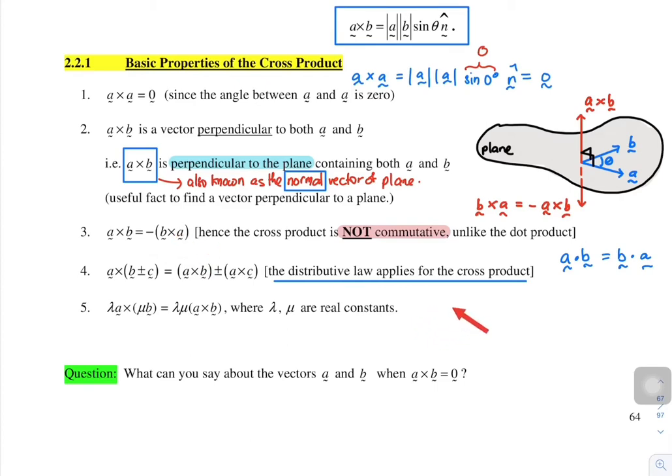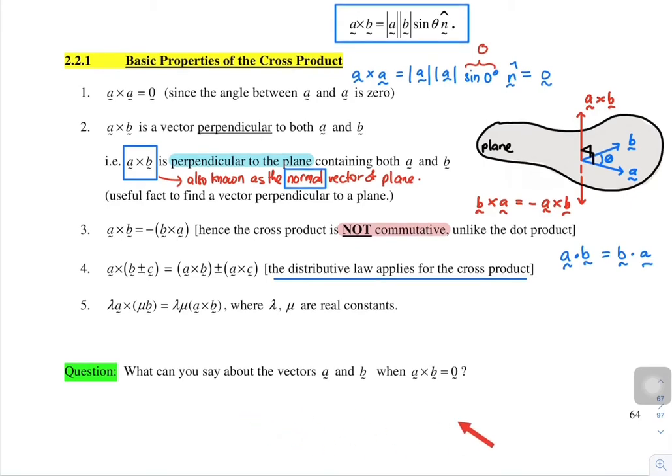The last two properties of the cross product are that the distributive law still applies for the cross product, and the scalar multiple properties for vectors still apply for the cross product. Now what can you say about vectors A and B when A cross B is equal to 0? This would only mean that either A and B are both 0 vectors, or one of them is a 0 vector.